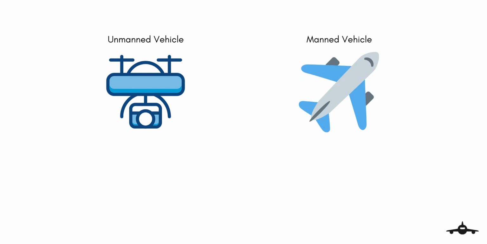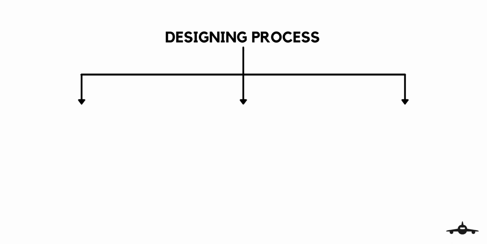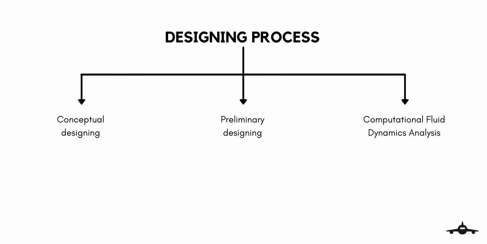The primary difference between unmanned airplanes and manned airplanes is the lack of need for a cockpit area and its windows. The designing process of the drones includes three processes. First one, the conceptual designing. Second one, preliminary design. And third one, computational fluid dynamic analysis. The challenge in designing the drone is to create an aerodynamic design that can increase the endurance of the UAV.